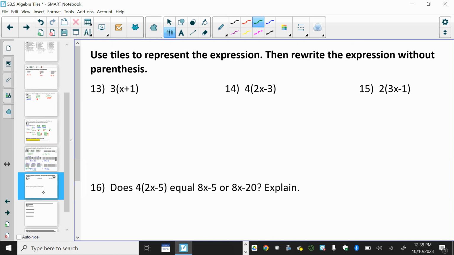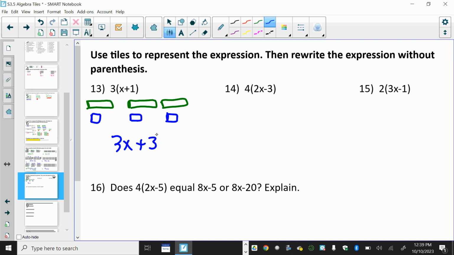Let's see. These tiles represent the expression. We write the expression without parentheses. So now we have three groups of x plus 1. So 1, 1, 1, plus 1, 1, 1. And we know that means there's 3x plus 3.